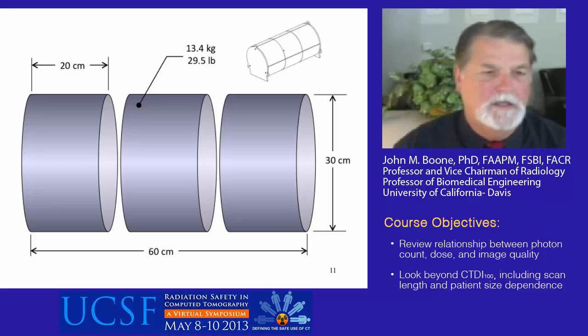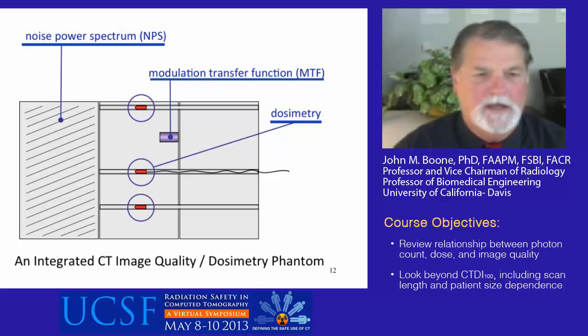So one of the ideas of this phantom is that it would have these 3 sections have different modules that can be used for both dosimetry and image quality assessment. So it's an integrated CT phantom for both dosimetry and image quality. So the center section has a modulation transfer function module that allows us to measure the spatial resolution of the scanner.